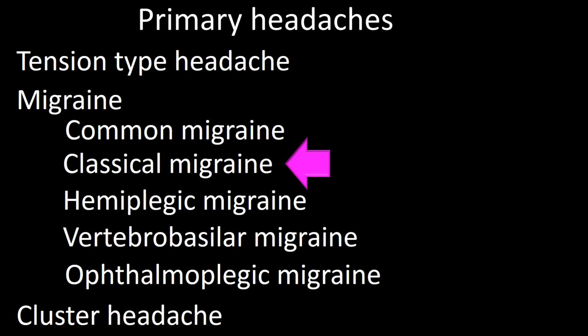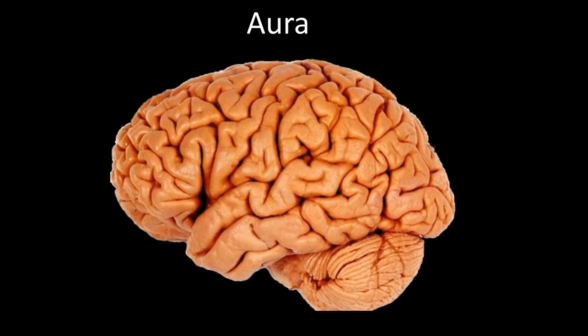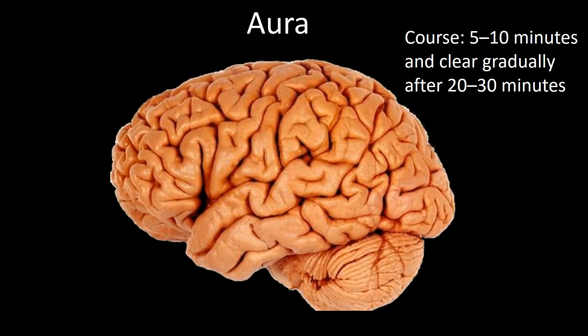Classic migraine is defined by the presence of aura involving the primary, unimodal, or multimodal sensory cortical areas. The aura of classic migraine usually goes on for 5 to 10 minutes and gradually disappears in 20 to 30 minutes. They never last longer than 60 minutes.